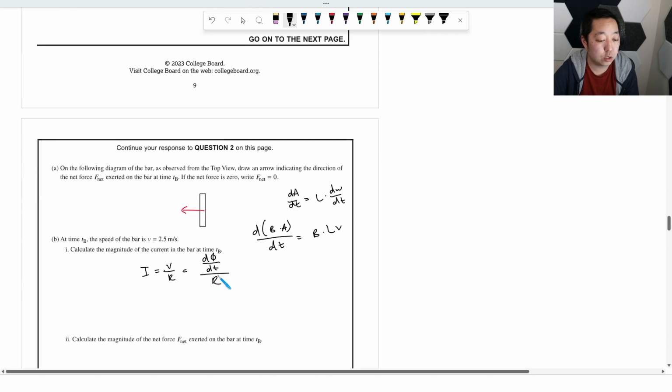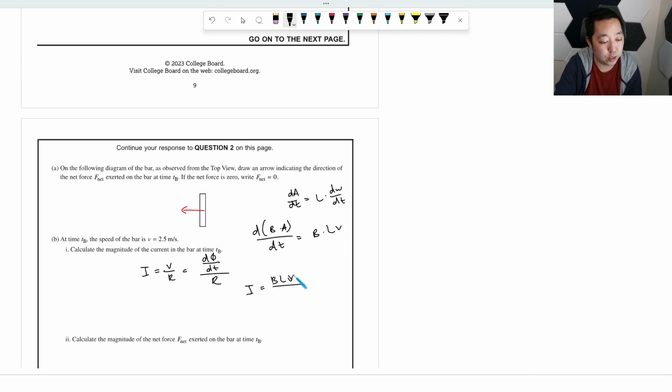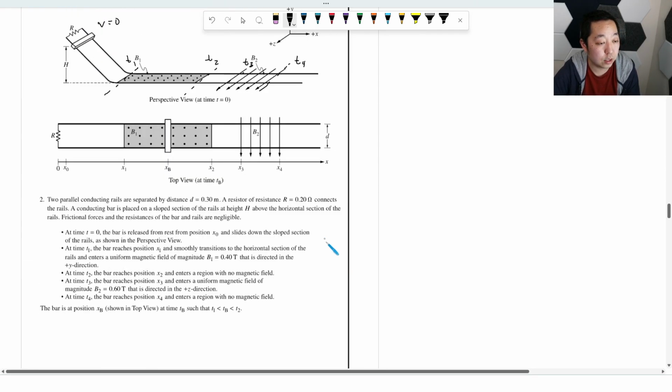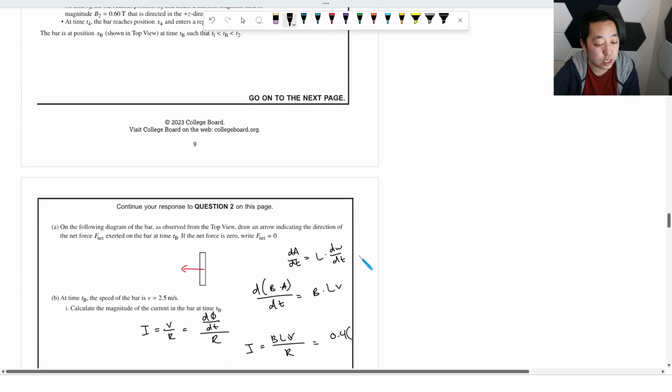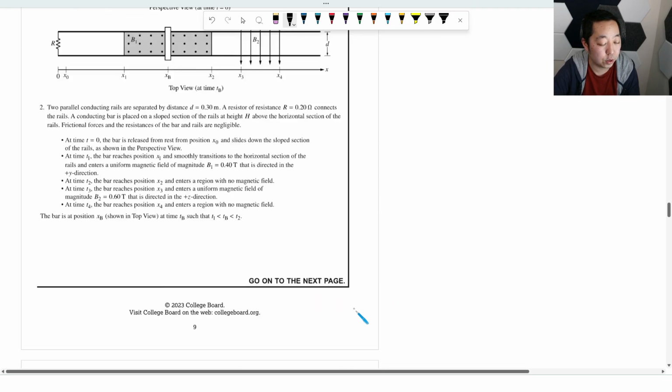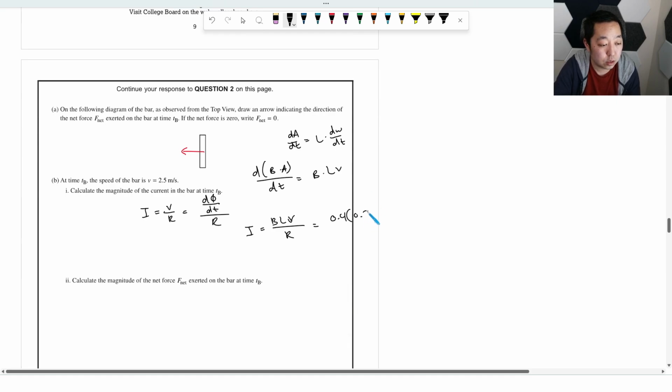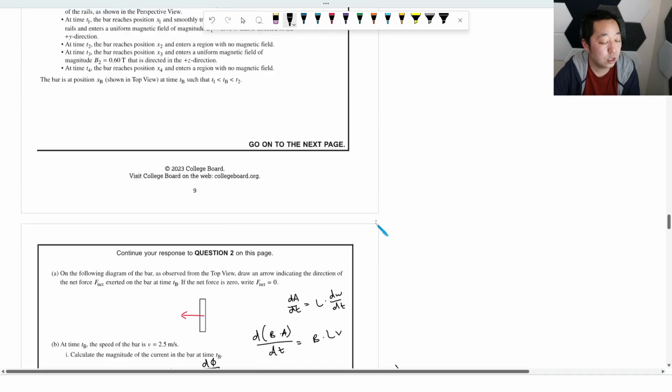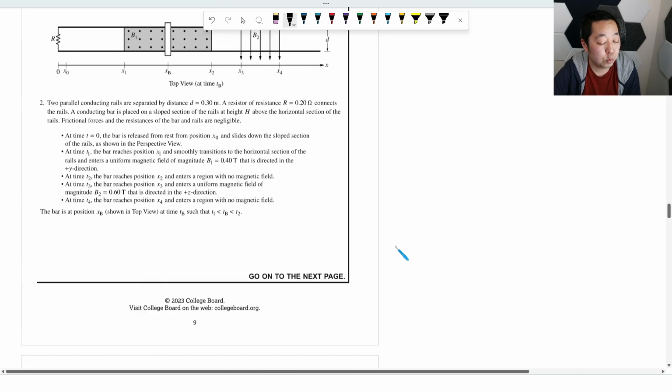Yep. So then you just plug it in here. You get the current is equal to BLv over R. This v is velocity, by the way. So the magnetic field is 0.4. What is the length? The length of that wire is d. D is 0.3, times 2.5, divided by the resistance, 0.2.